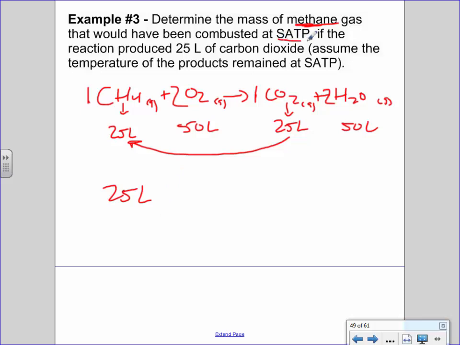But didn't I tell you a ratio at SATP before? SATP is, was it 24.8 liters per mole? The key here, though, is you got to set it up properly. If I try multiplying it by 24.8 liters per mole in this orientation, that's not useful. So what we should actually do is take 25 liters and flip it by dividing by 24.8 liters.